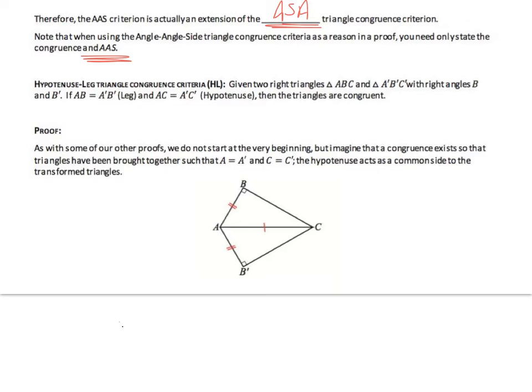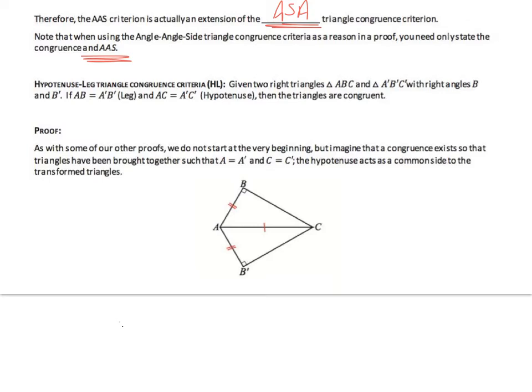All right, hypotenuse leg congruence criteria. Given two right triangles, triangle ABC and A prime, B prime, C prime, with right angles B and B prime, if AB equals A prime B prime, which is the leg, and AC equals A prime C prime, which is the hypotenuse, then the triangles are congruent.